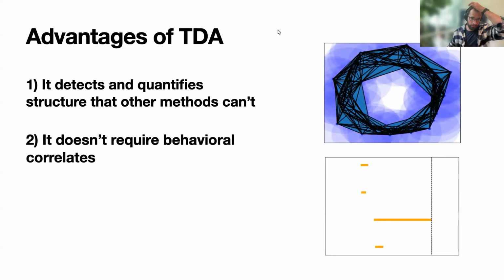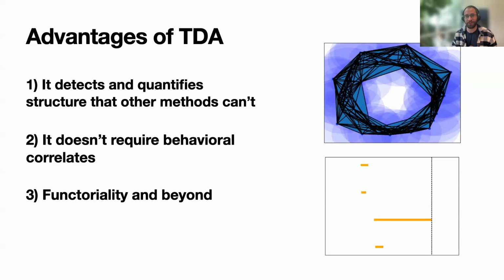Second, as Chad really beautifully showed, it does not require behavioral correlates. There are learning algorithms, there's CEBRA, all sorts of things where I take neural activity and I have some behavioral correlates and I do an embedding based on that. But we've highlighted a number of cases where I don't have behavioral correlates. So TDA is a method that works just as well with or without behavior.